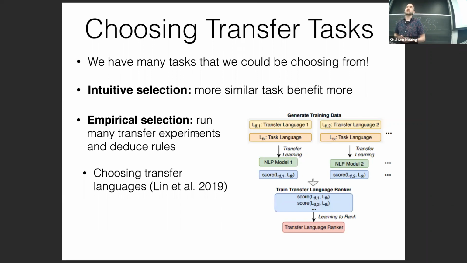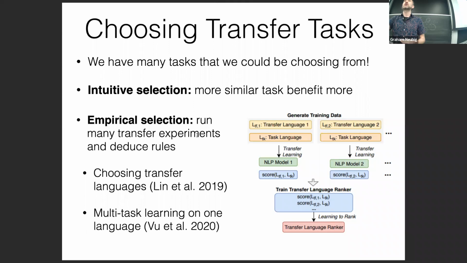So in this paper here, this is one of our papers. What we did was we trained a very, very large matrix of transfer experiments where we trained on one language and then transferred to another language. And that allowed us to find the actual gold standard best languages to be transferring from. And then we trained a model to try to predict these.